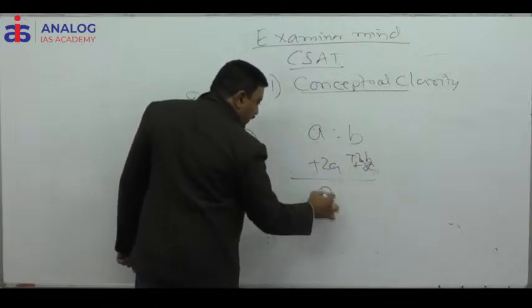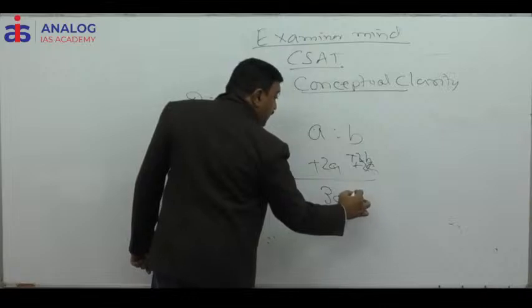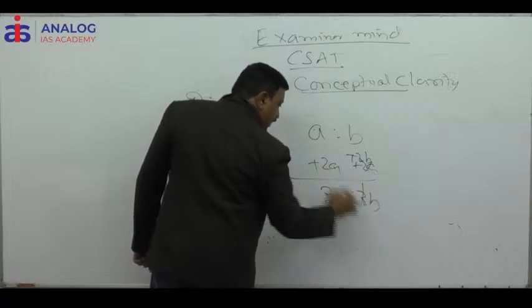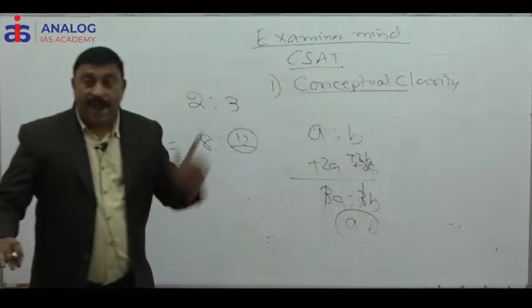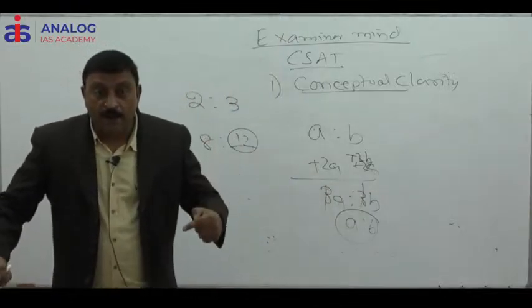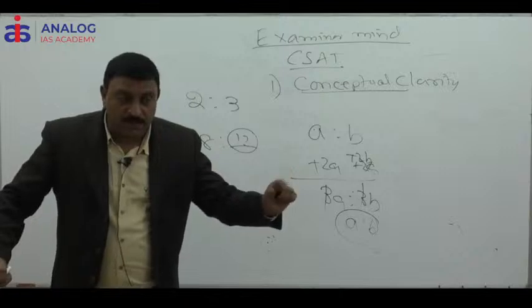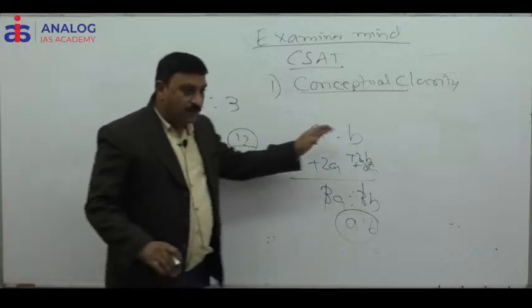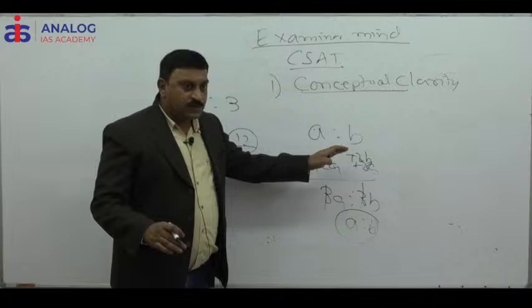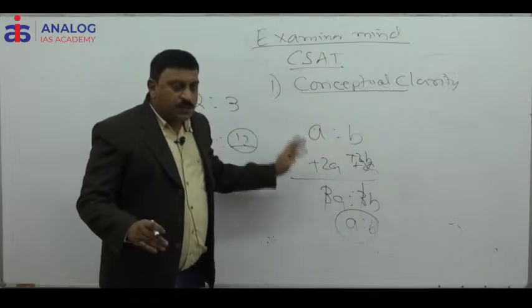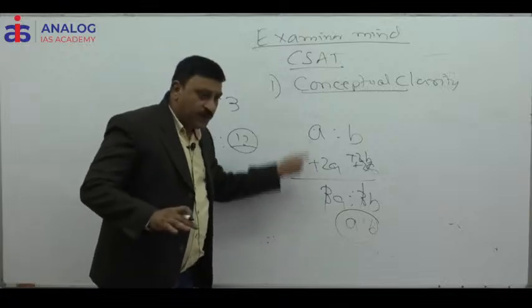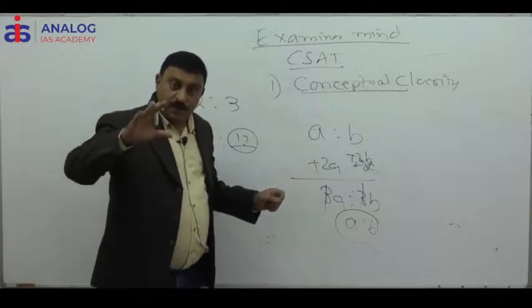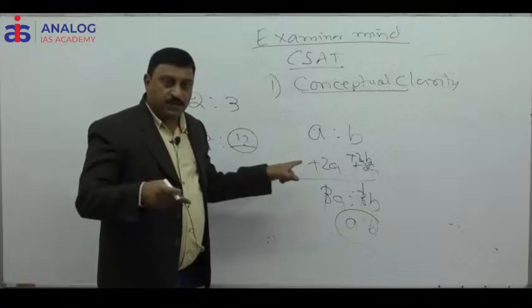A plus 2A is 3A, B plus 2B is 3B, so the ratio is again maintained as A is to B. So we should not add a different term. If you add, you have to add the same term, not a different term. Addition is not allowed like that, but multiplication works in this one. Multiplication is nothing but a group of additions, that's all. This should be clear about this concept.